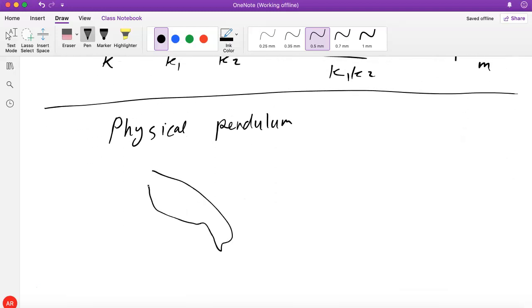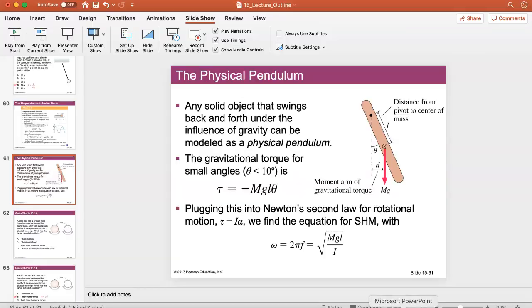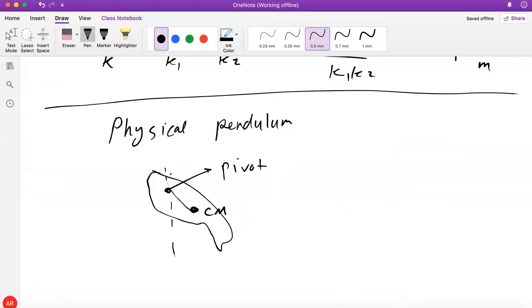So there's going to be some object, there's a pivot here, there's going to be a center of mass somewhere, and then there's some distance, let's see, what was it called, D or L? L to the center of mass from the pivot point, so here. So if we form an angle theta, and this object is performing rotation around that axis. So the general equation is tau is I alpha, as you remember from the previous chapter.